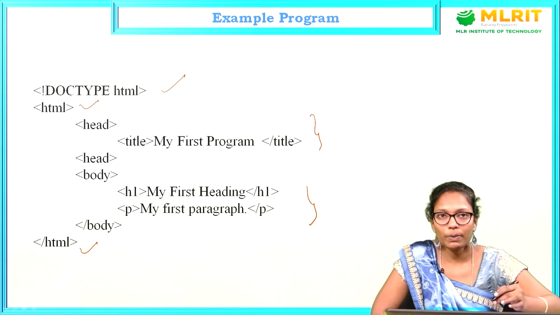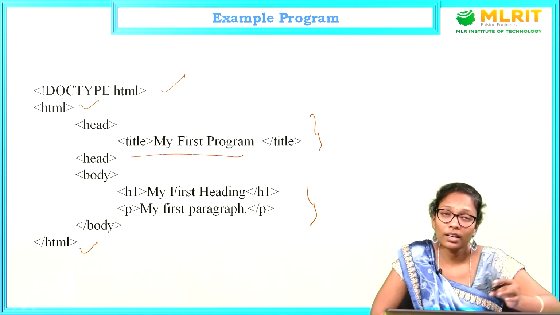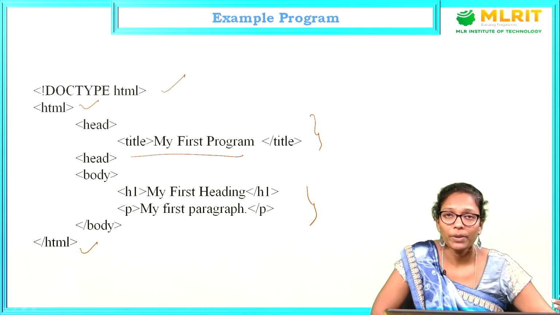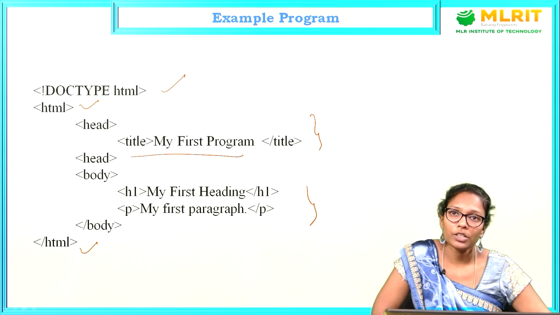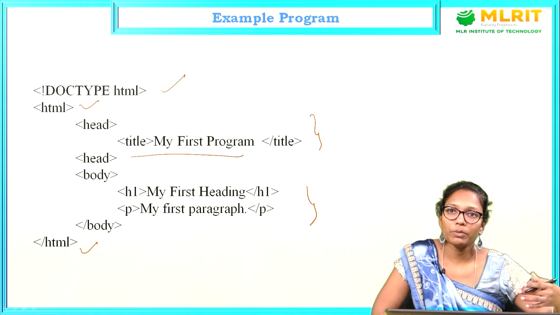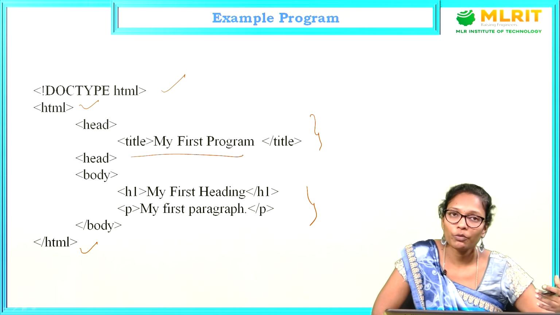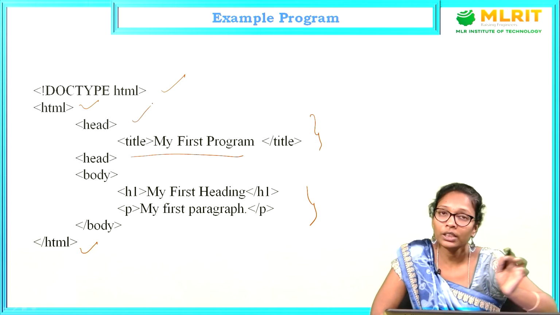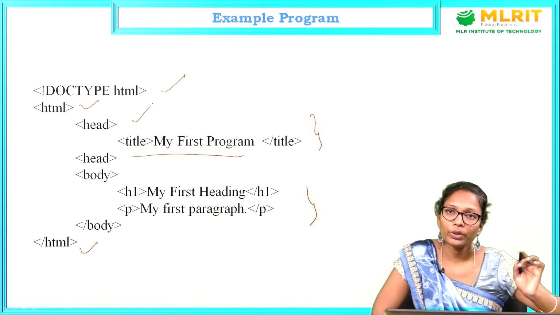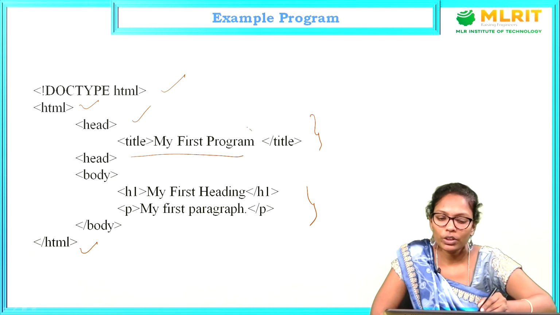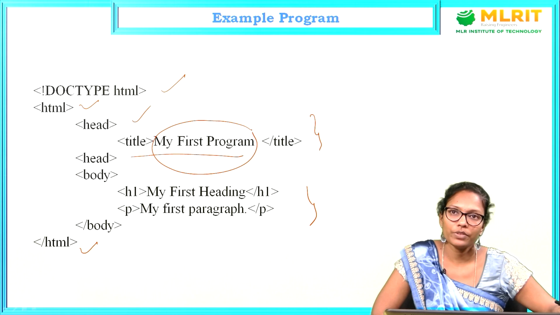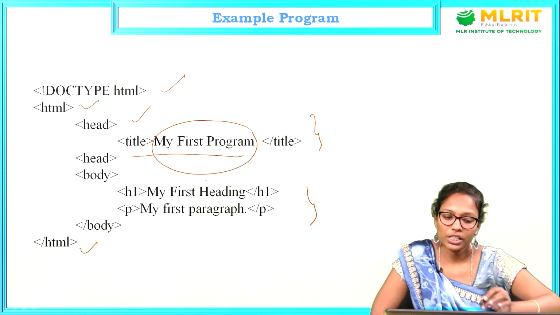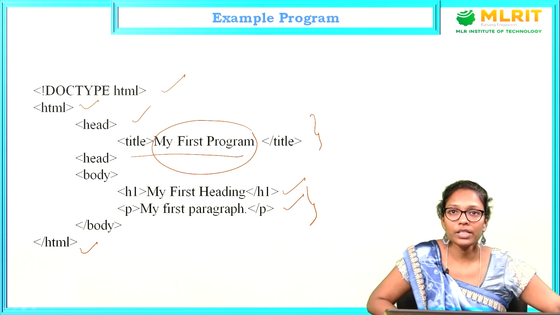In the first part, I'm writing only the title. Why? Because this is only a simple program. If you are developing a complete web page which contains information about one thing, then you can give all the information about the author, the description about your web page, all those things, within the header section. But this is a small program, so I'm writing only the title. What is the title of your program? My first program. And in the body section, I'm displaying one heading as my first heading and one paragraph text, which is nothing but my first paragraph.